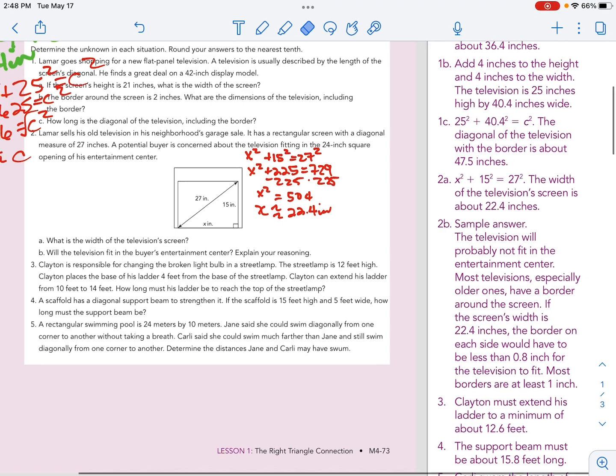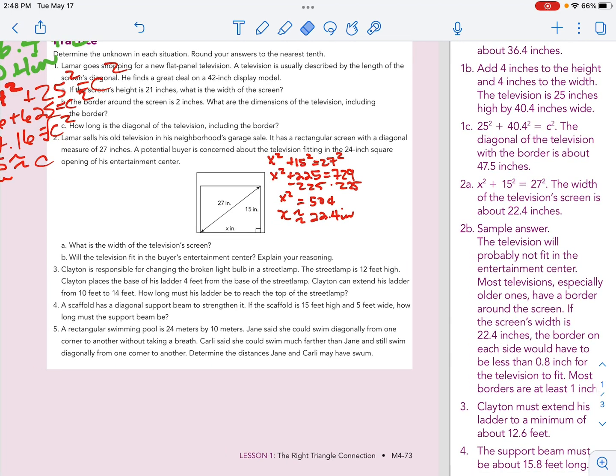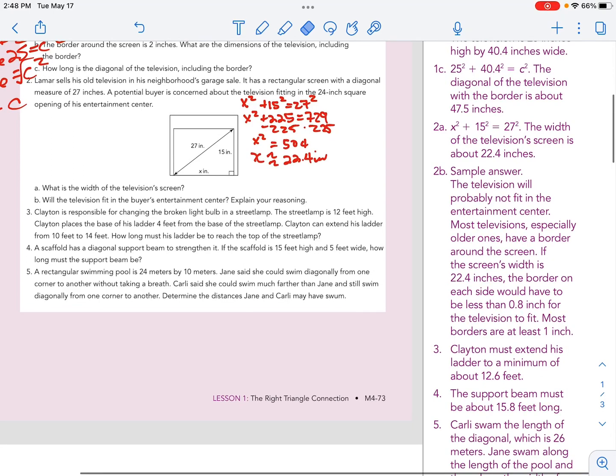Oh, well, opening, hold on. Oh, I need to read. Well, like, it will probably not fit.